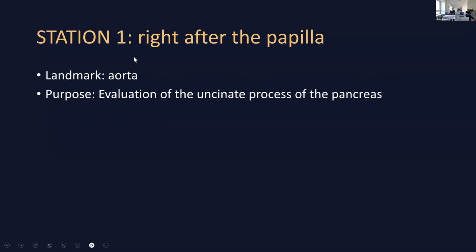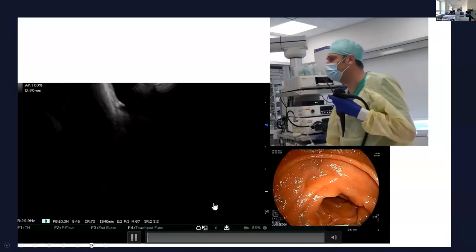Station 1, so I like to start from the duodenum, and station 1 is in fact right after the papilla. So what we do, we visualize the papilla, and then we go a little bit further with our endoscope. We do upwards flexion, and the landmark here is the aorta, because you know that next to the aorta you can evaluate a difficult region of the pancreas, being the uncinate process. The uncinate process can be seen from the duodenum or from the stomach, but sometimes a lesion in the uncinate process is only seen from this station 1 right after the papilla. I show you in clinical practice how it goes.